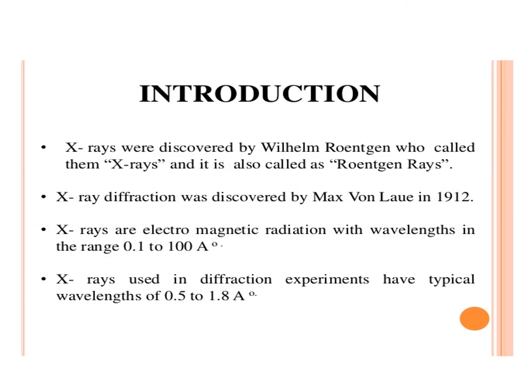We have a small introduction on X-rays. X-rays were discovered by Wilhelm Röntgen, and X-ray diffraction was discovered by Max von Laue in 1912. X-rays are electromagnetic radiation whose wavelength ranges from 0.1 to 100 angstrom, and X-rays which are used for diffraction experiments have wavelengths of 0.5 to 1.8 angstrom.